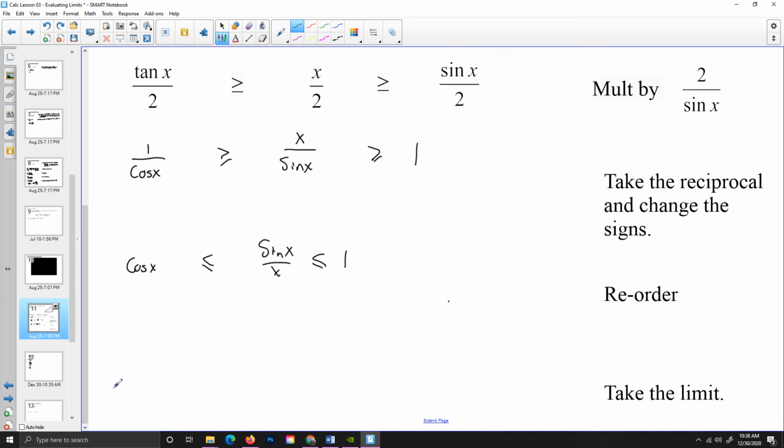So now we're going to take the limit of each of these. The limit as x goes to 0 of cosine x is less than or equal to the limit as x goes to 0 of the sine of x over x, which is less than or equal to the limit as x goes to 0 of just 1.